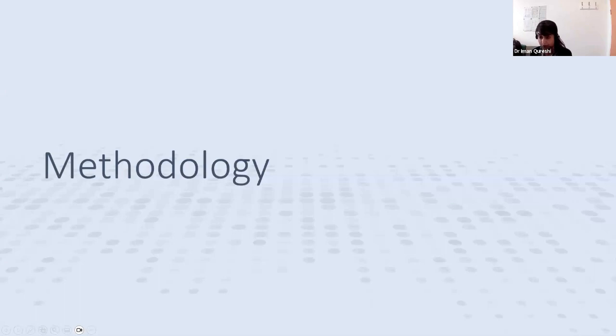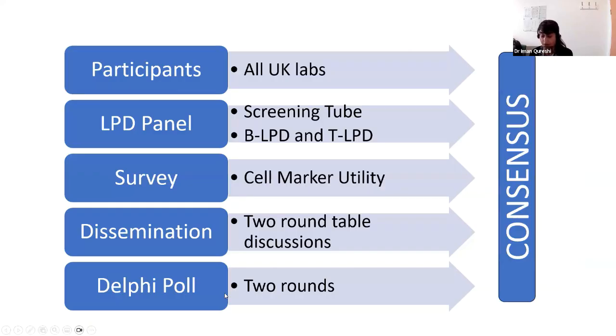With regards to the methodology, we initially reached out to a variety of UK labs and NHS labs to participate in the project. For each participating lab, we asked them to send their LPD panels. We wanted to know, are they using a screening tube and what is the composition of their B and T LPD panel? With these results, we then asked the participating labs to rate the utility of each cell marker. So for example, CD49D, did they use it and how helpful was it?